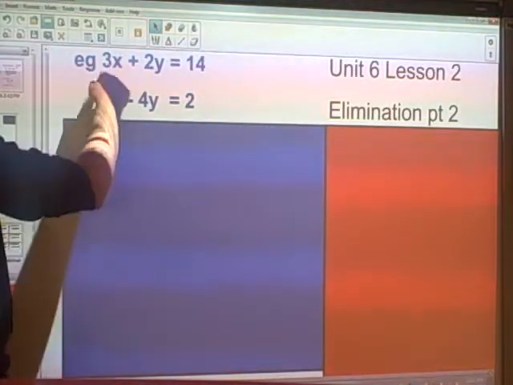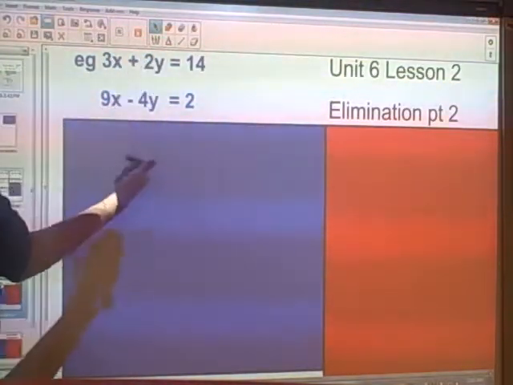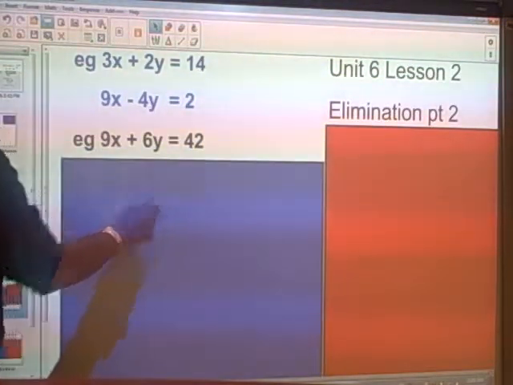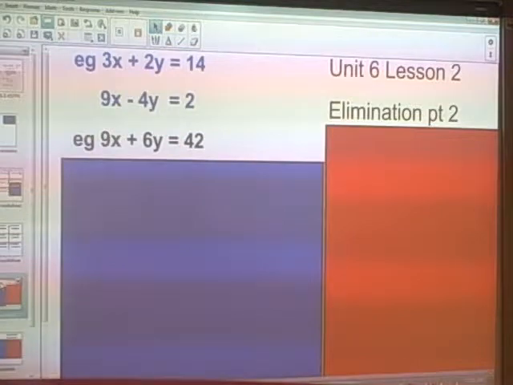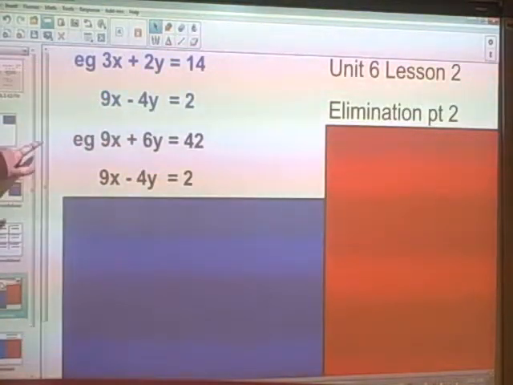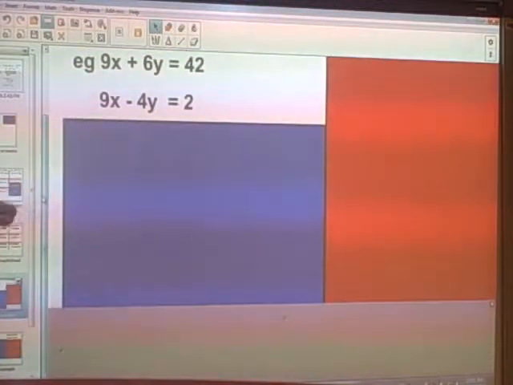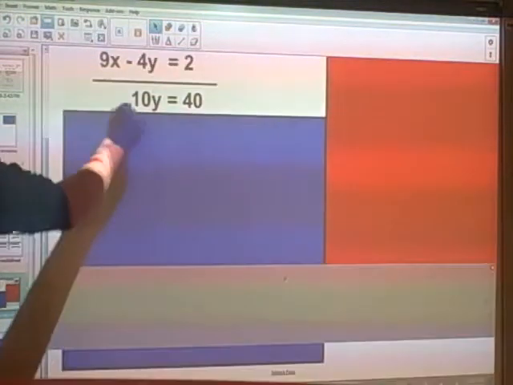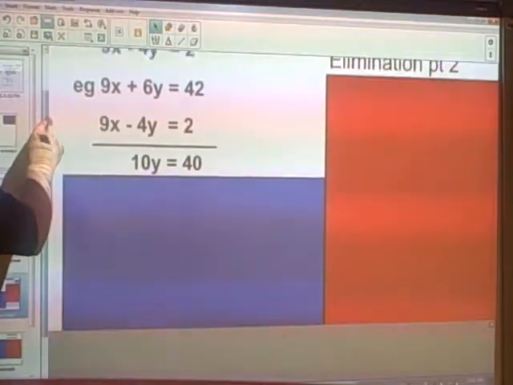So 3x times 3 is 9x, 2y times 3 is 6y, 14 times 3 is 42, and we just recreate a new equation. We then just copy down the second equation again. And now we go back to what we were doing in the previous lesson. 9x and 9x, same number, so we can subtract to make 0. And you've got to be very careful on this next step here. This is one where a lot of people do make mistakes.